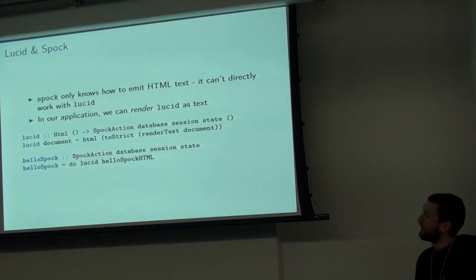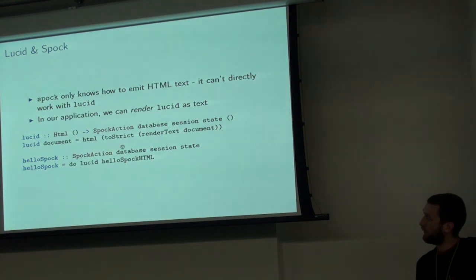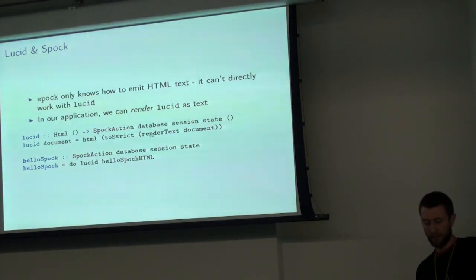Oh, sorry, there was one last thing there, which is how to actually get Lucid to emit this through Spock. So Spock only knows how to send text strings generally down the wire. The HTML function will set the content type header, but it still only expects text. So to interact between Spock and Lucid, we need to render the Lucid data as text. And I've written a little helper function here called lucid, which takes an HTML fragment and simply renders that straight down using the HTML function from Spock, but also rendering the Lucid data as text.